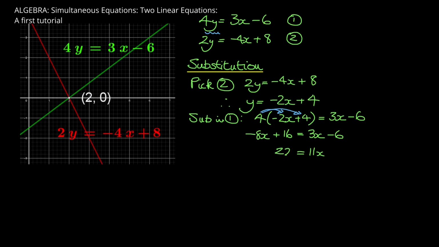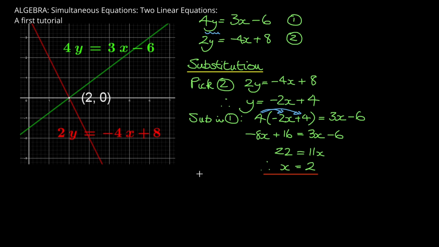And I get 22 is equal to 11x. And you can clearly see, if you rearrange that the other way and then divide through by 11, we get x is equal to 2. And that's the first result. And indeed, it's the result we were expecting.